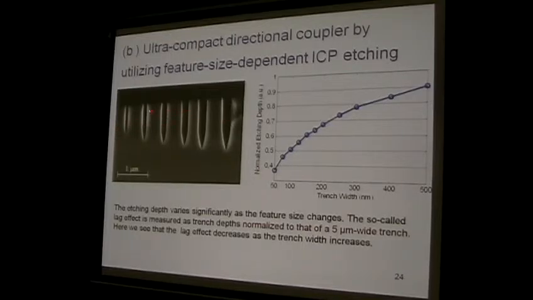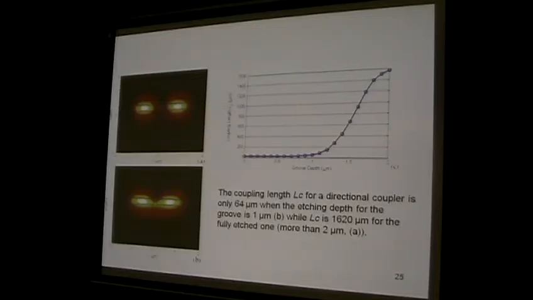So here is just one example using the lag effect. It means that if I make an E-beam patterning for the mask with different sizes of the hole, and I'm using the same recipe for the ICP etching, for the smaller hole you see the etched depth will be different. It's much smaller than for the bigger hole, and I can utilize this kind of lag effect for some device fabrication, like a directional coupler. These are the two waveguides. For the same wavelength, I want to input from this waveguide and couple out from the other waveguide. That's called a directional coupler.